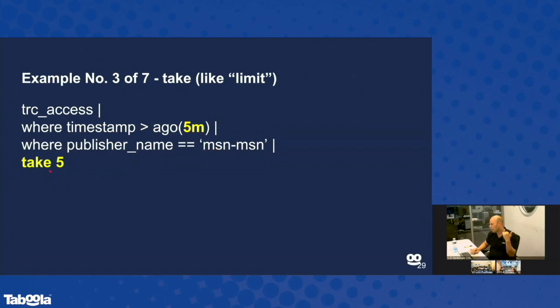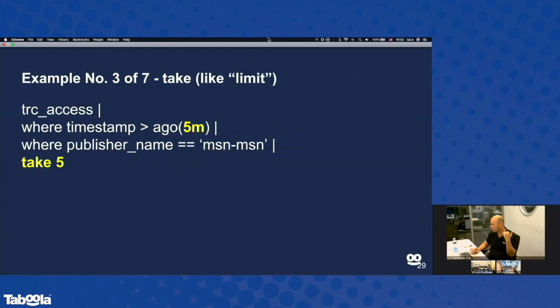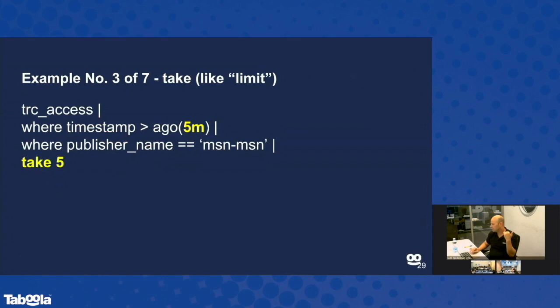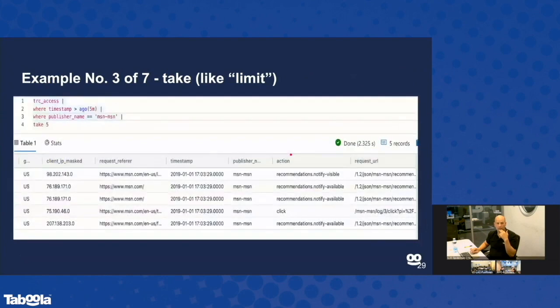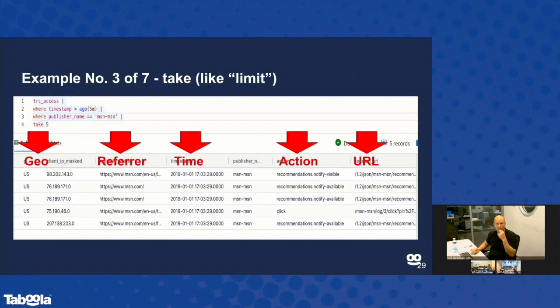What's the similarity in SQL? How do you do take 5 in SQL? Limit 5, thank you. So this is what I will get. That's the result. And this is the information that you will usually have, right? Geo, referrer, time. Any questions so far?